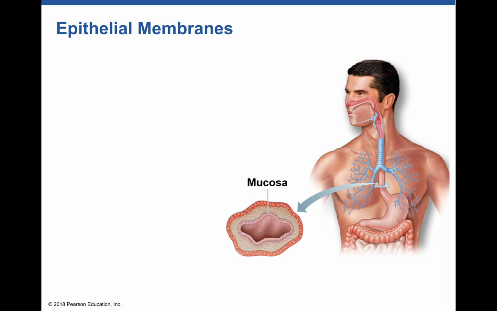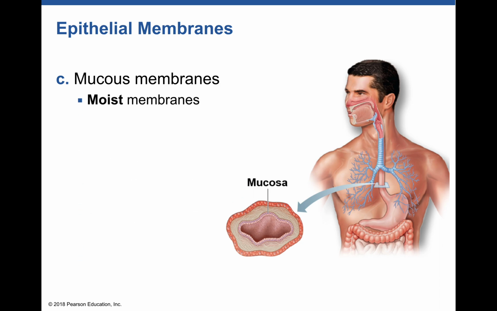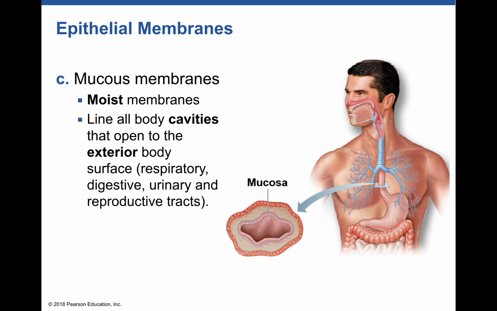The second type of membrane is the mucous membrane, which is an epithelial membrane. Mucous membranes are moist membranes, and they line all body cavities that open to the exterior body surface, like your respiratory, digestive, urinary, or reproductive tracts. What that means is, think about your nose. There's mucus or snot in your nose. It's a moist membrane inside of your nose or inside of your mouth. That is a moist membrane to the touch. Those membranes open to the outside of your body surfaces. Your mouth, you could open your mouth, it's open.